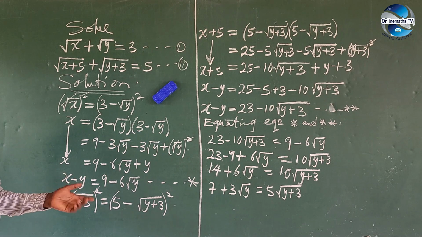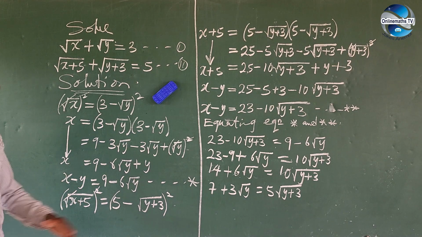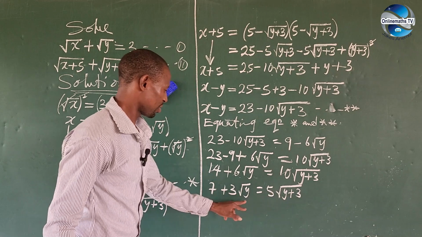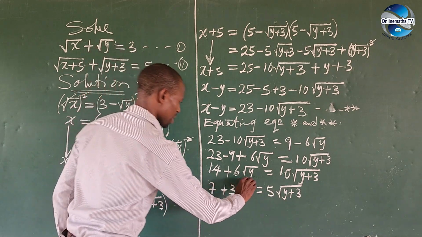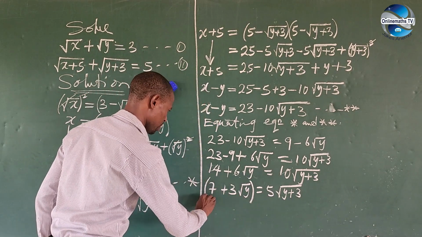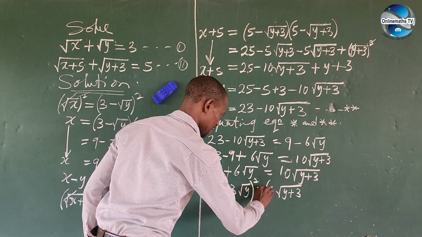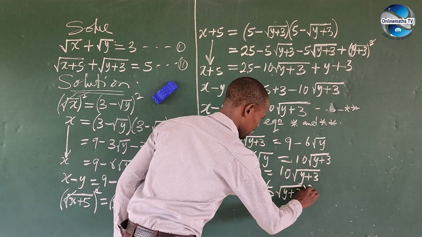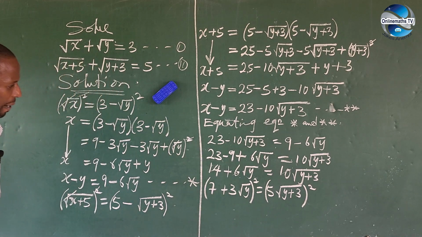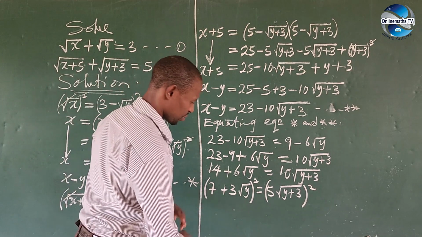Easy. We are heading somewhere here. We want to eliminate this radical and also this radical. So what we do? Let's square both sides of the equation. So we square this. At the same time, let's square this too. All right. So if we square this, this will give us what?